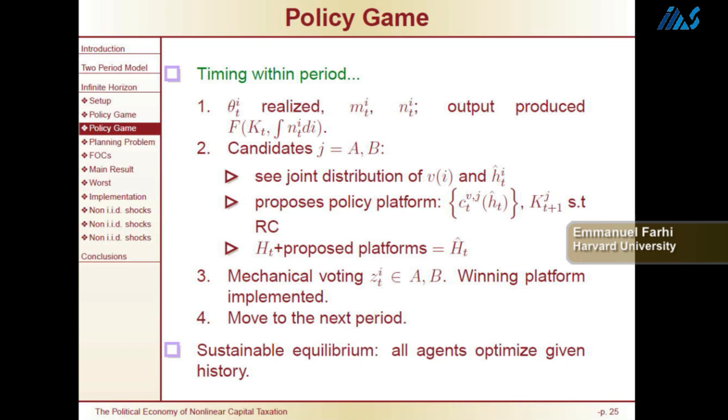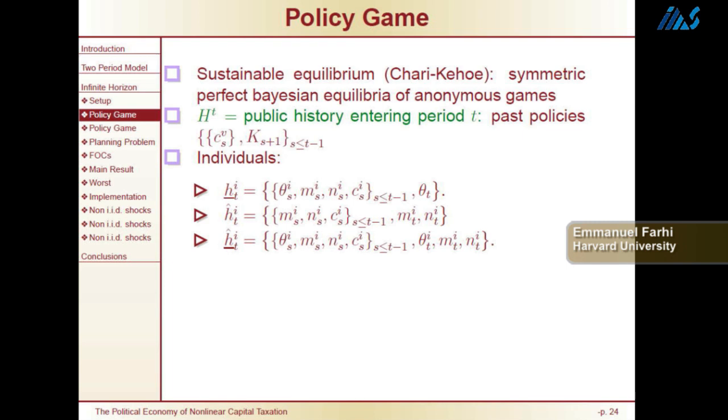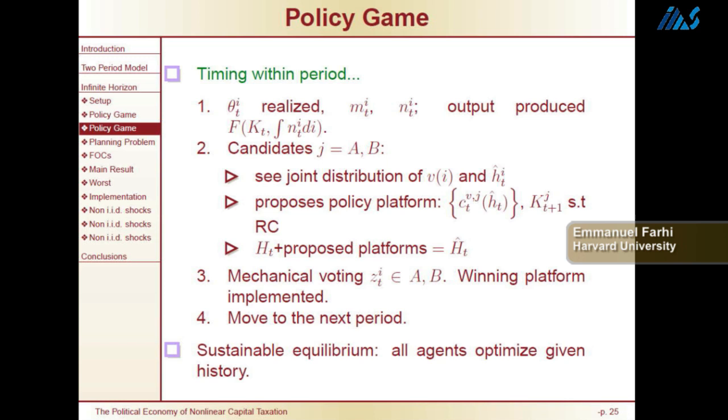That's the first stage. Then candidates show up, and they see the joint distribution of utilities and these histories here. So the past reports, the past consumption, the past labor, and the current reports and work decision. And they're going to propose a platform that does the two following things. It tells you, as a function of this H hat, how much you're supposed to consume. And you can see that it's not tailored to a given individual. So two individuals who've had the same history are going to be treated the same. That's the anonymity thing. And they propose also an investment decision, and it has to be report feasible.